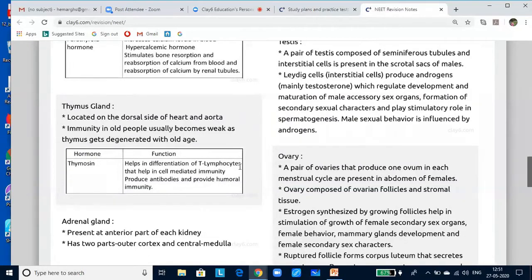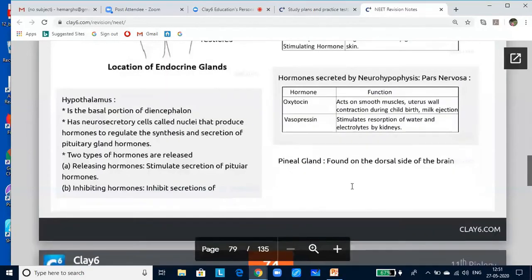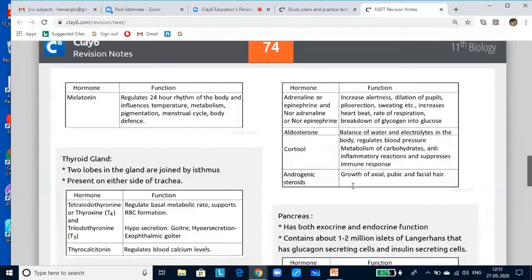Now let us look at the adrenal glands. Renal, you know, is kidney. Adrenal means the gland that is situated on the top of the kidney. So it is present at the anterior part of each kidney. They are paired glands located on the kidneys and structurally and functionally divided into the outer adrenal cortex and the central medulla. Now let us look at the hormones secreted by it: adrenaline or epinephrine and noradrenaline or norepinephrine.